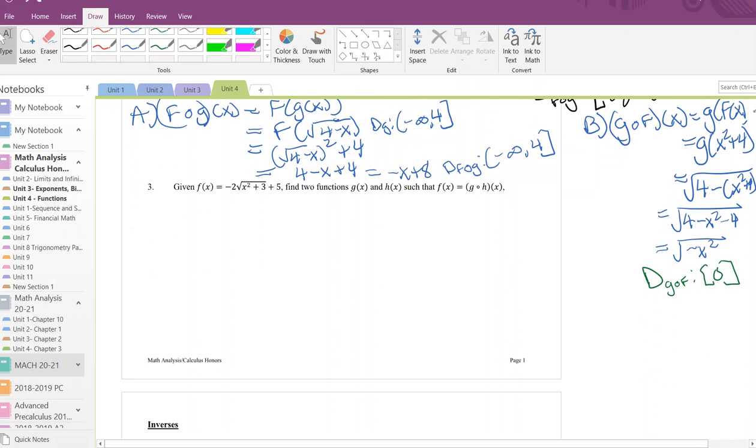All right, for number 3, you're working backwards. It gives you the composition, and you're trying to find the two functions. Remembering that the one that comes second, so in this case the h of x, goes inside the g of x. So basically the h of x is the inner function, and the g of x is the outer function.